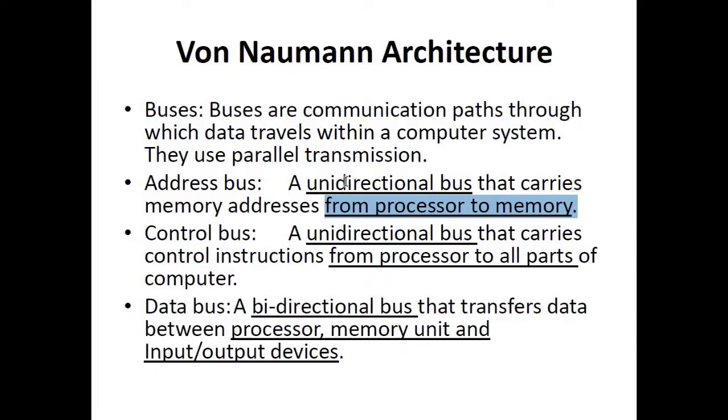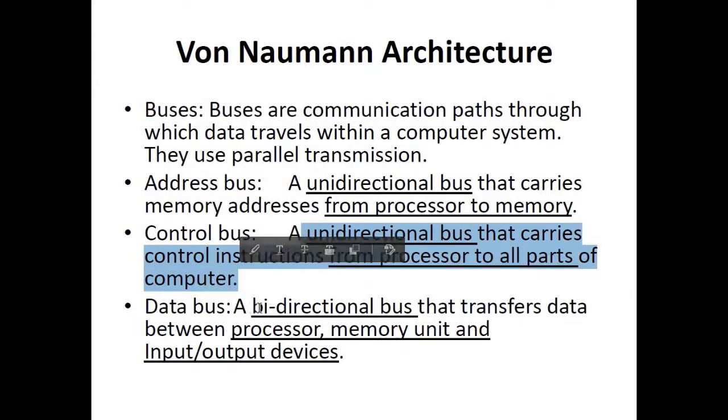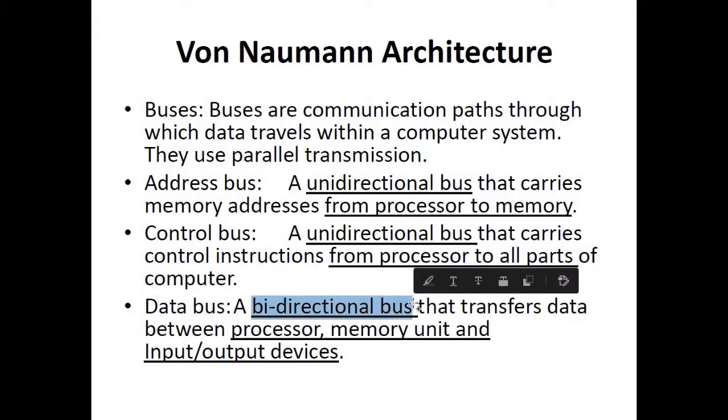Whenever you are asked to define buses, then there are always two keywords to write in the answer. One is the direction of the bus, whether unidirectional or bidirectional, and the other is which point to which point the data is traveling. A control bus is a unidirectional bus that carries control instruction from processor to all parts of computer. And a data bus is a bidirectional bus that transfers data between processor, memory and input output devices.